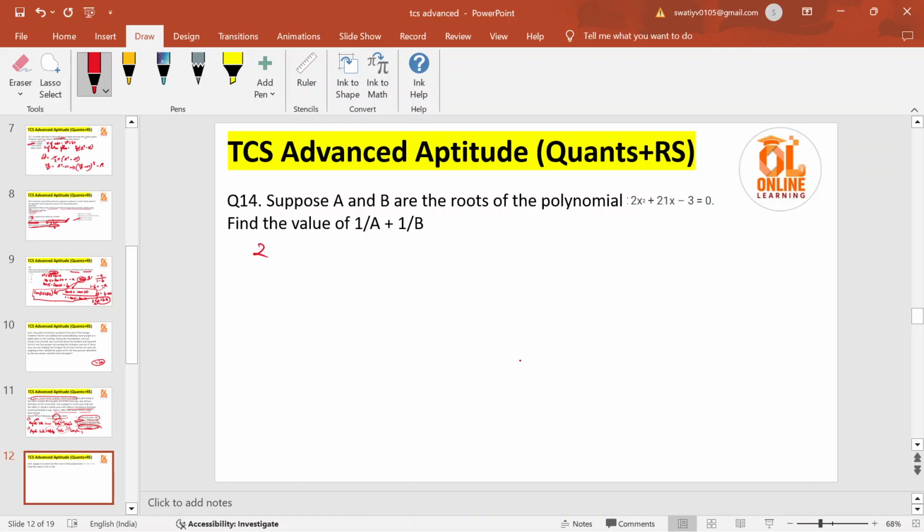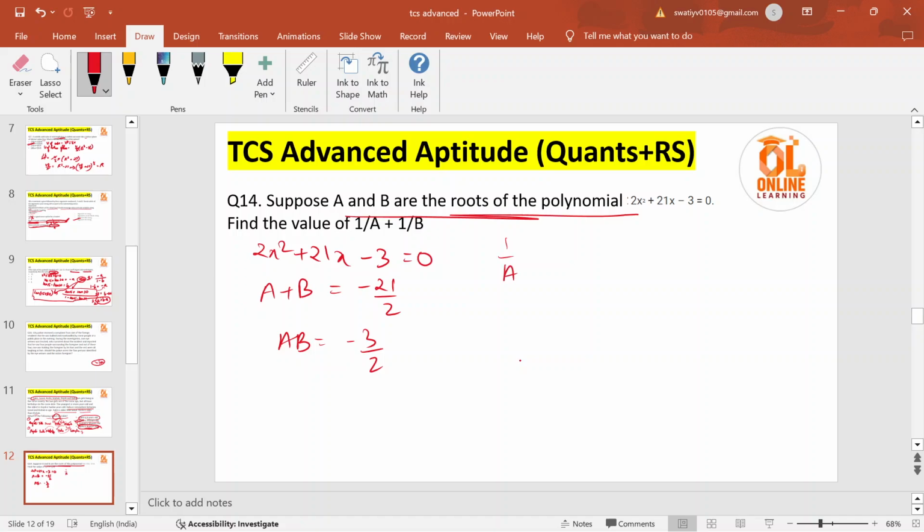So we have 2x square plus 21x minus 3 is equal to 0, and a and b are the roots of this polynomial. So can I say that a plus b is equal to minus 21 by 2 and ab is equal to minus 3 by 2? And the question asks, what is the value of 1 by a plus 1 by b? So can I write it like this, a plus b by ab? We have the value of a plus b and the value of ab with us also. So this becomes minus 21 by 2 multiplied by 2 by 3. So this got cancelled, this is 7, and this minus minus will get cancelled with itself, and so your answer is 7.